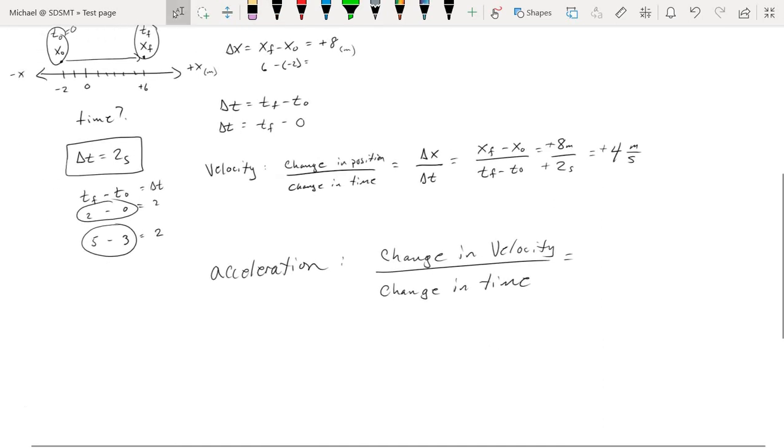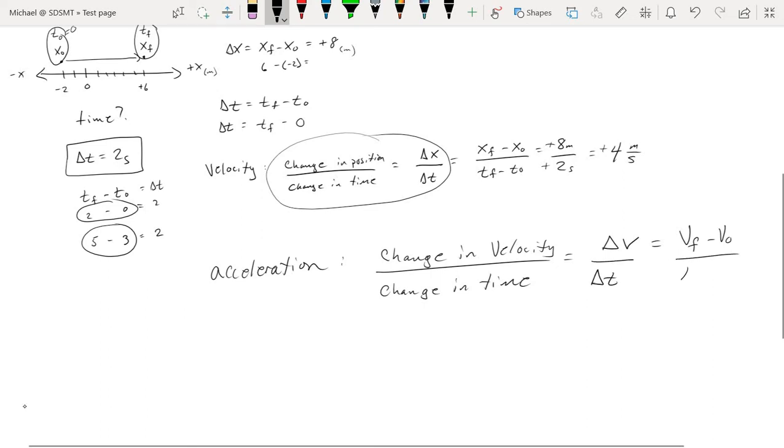Well, we're already familiar with the terminology here. We have a change in velocity. So just like in the previous statement, we can take that to say delta V. There has to be some change in velocity. So a final velocity minus an initial velocity. A change in time, well, that's a final time minus an initial time.